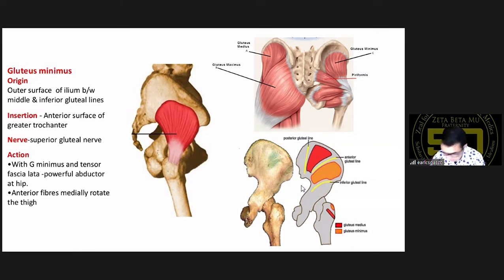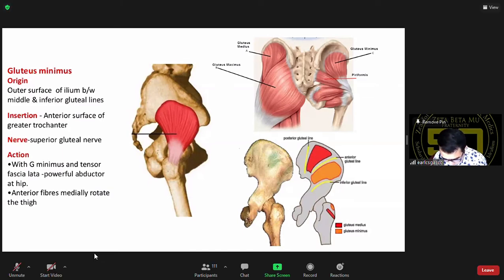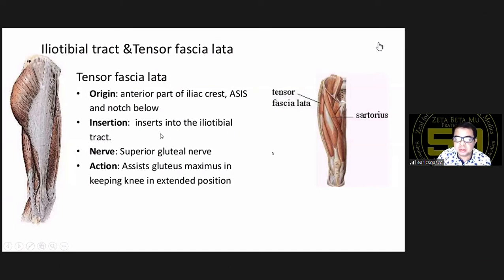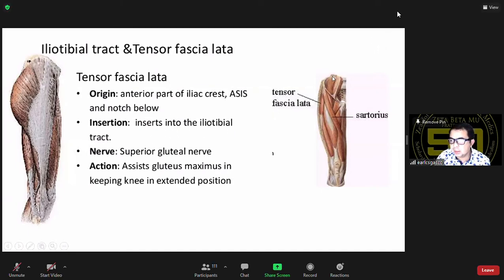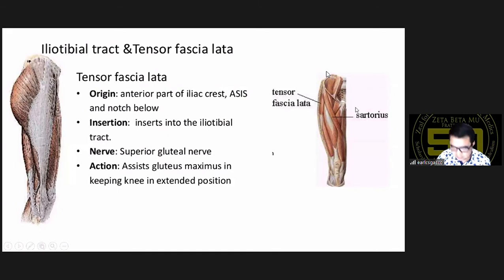Let me find it here. There you go. Now, the tensor fascia lata originates from the anterior part of the iliac crest, and it's notched below. It is inserted into the iliotibial tract. The iliotibial tract is the thickened extension or continuation of the tensor fascia lata, which actually inserts into your tibia. So from ilium to the tibia.